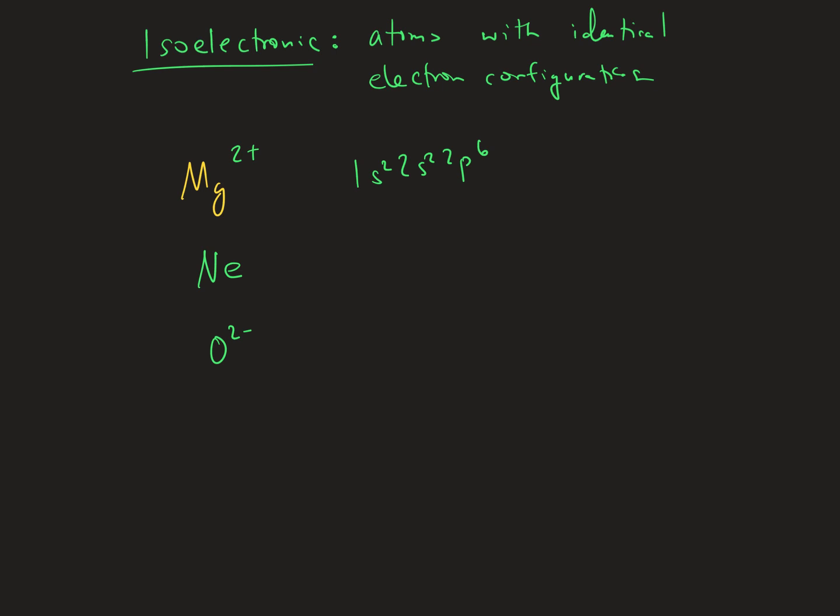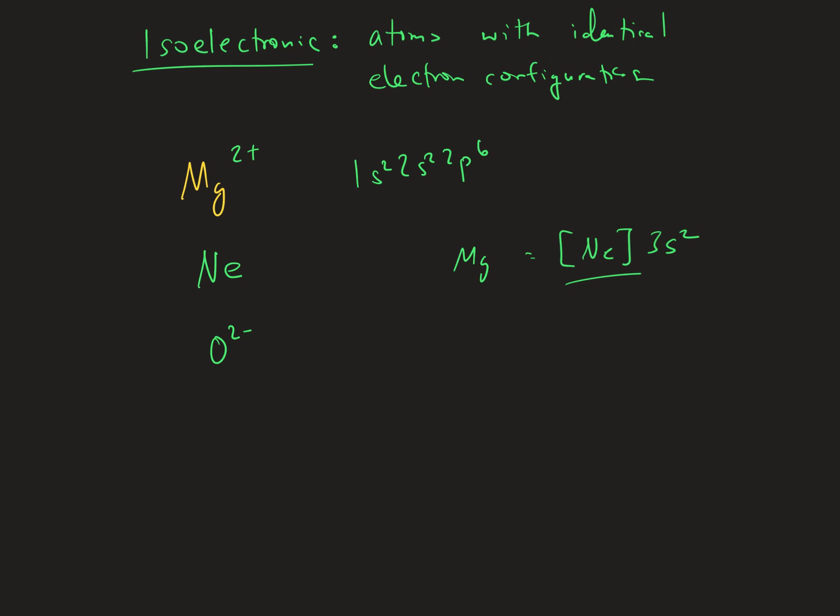And this is why if we have magnesium, we can just say Ne 3s2, right? Then when it loses it, it's just like neon. Are we good with the definition of isoelectronic?